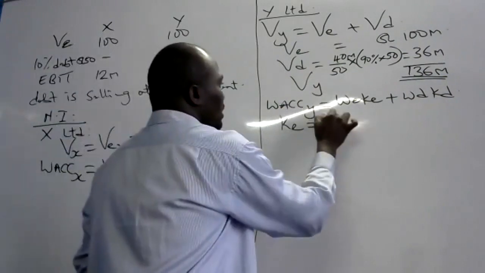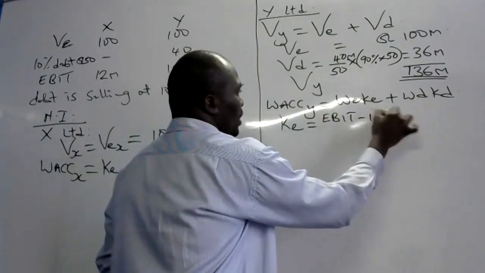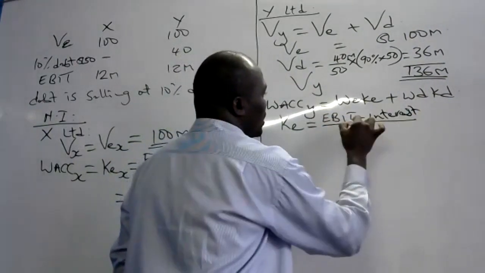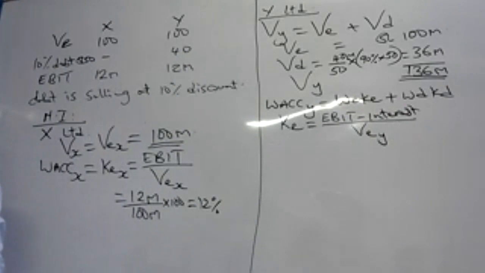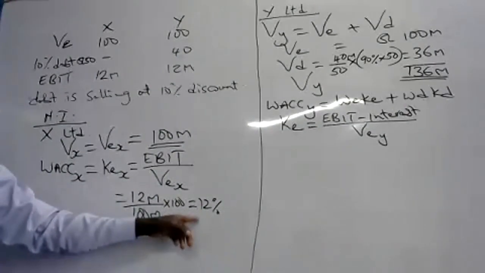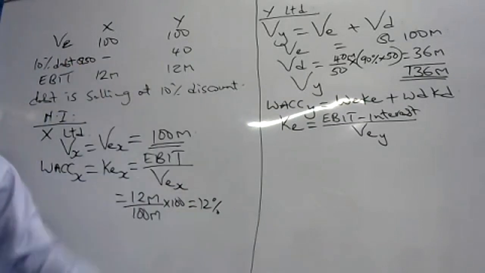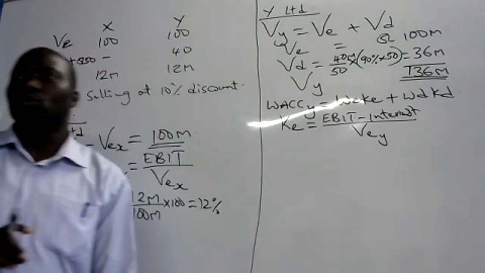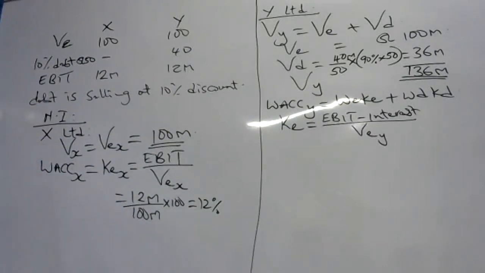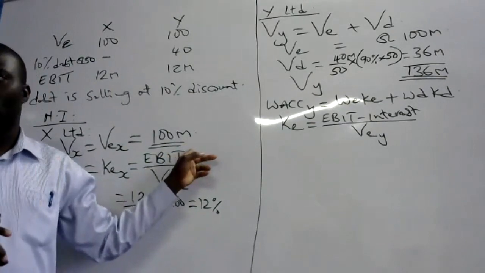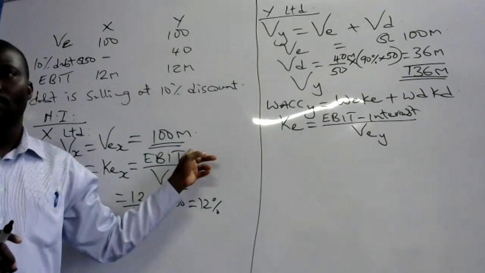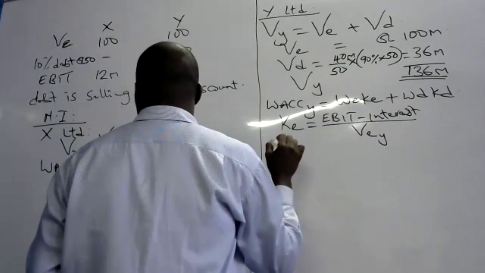But I know I can do EBIT, subtract interest, and divide by what? The value of equity of Y. Right? Because they told us the KE for the companies is 12%. At 12% they calculated it for X. So to calculate here for Y, why will they be different? Because Y has interest, X has no interest. For X, the KE was the EBIT because there is no debt. There was no interest. Taxes do not exist. NI is still the same.